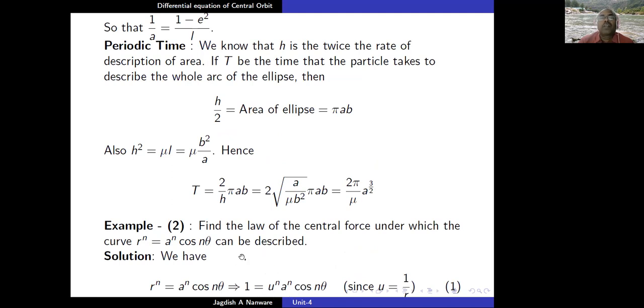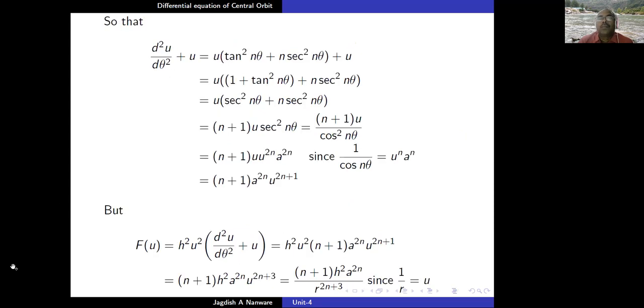So you are using this equation 1 here, right? That's why we have this value, and we put for this 1 upon cos nθ. So what is 1 upon cos² nθ? So make it square: u to the power 2n into a to the power 2n. That is why we are writing this, right? n plus 1 into u as it is, then this for 1 upon cos² nθ, right? And then if you apply laws of indices, u into u to the power 2n is nothing but u to the power 2n plus 1, and a to the power 2n as it is.